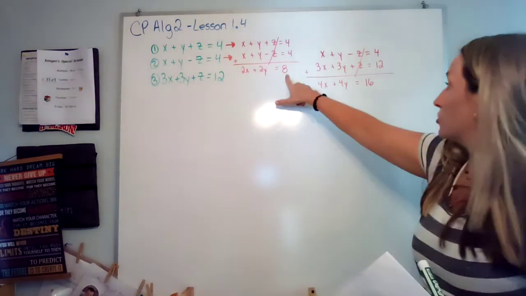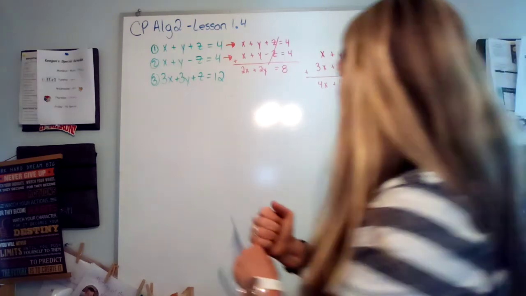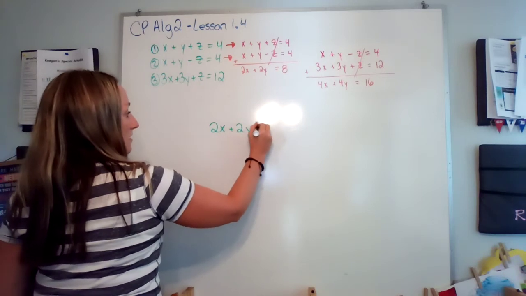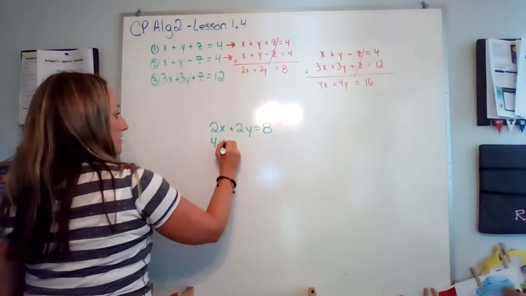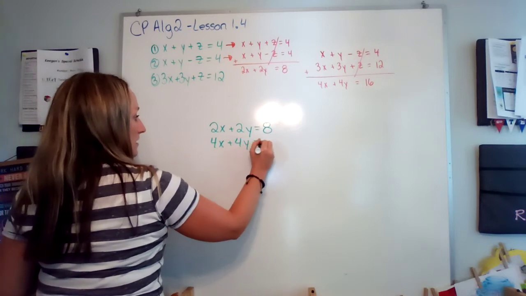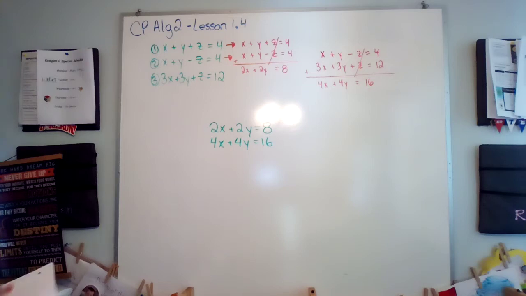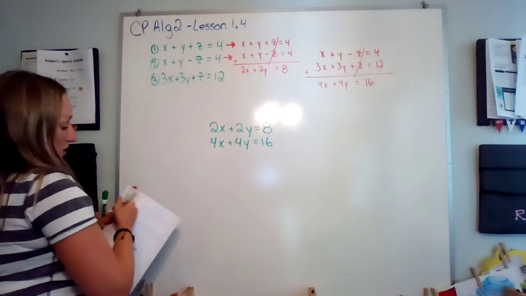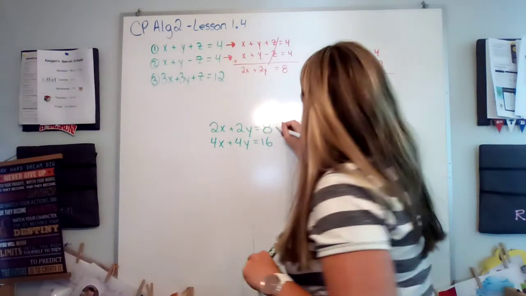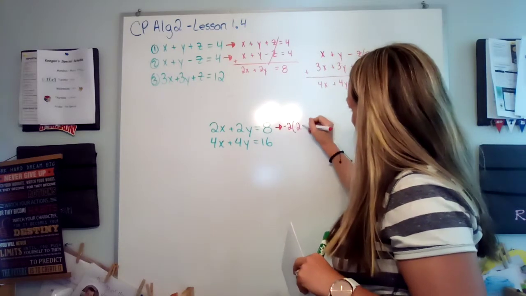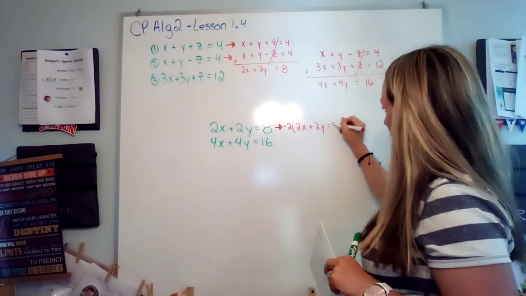Okay, so those are my new equations that I'm now going to work with. I'm going to stack them up on top of each other down here: 2x plus 2y equals 8, and 4x plus 4y equals 16. Now I have to eliminate again, so you either have to eliminate the x's or the y's. I'm going to eliminate the x's by multiplying this one through by a negative 2. If I multiply by a negative 2, one will have a negative 4x and this is a positive 4x. So negative 2 times 2x plus 2y equals 8.